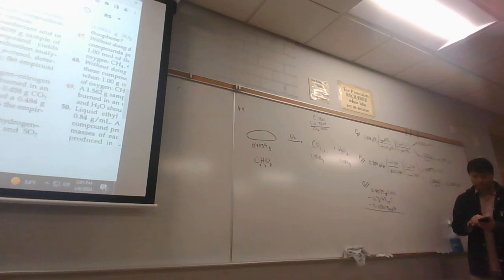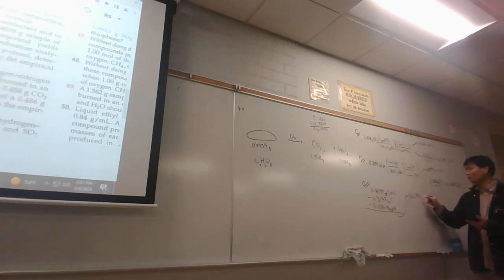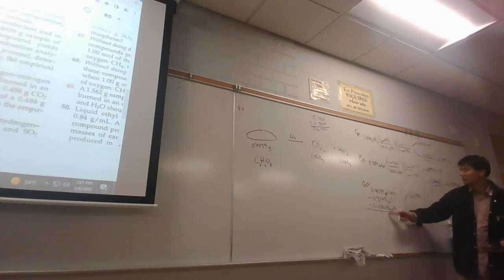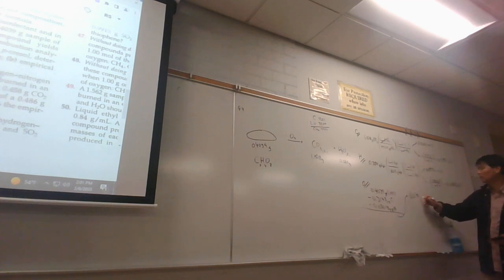0.4039 minus 0.31431 minus 0.030139. And I end up with 0.059451. How many decimal places? I'm allowed 4 decimal places. Grams of oxygen. 4 decimal places will only leave me with 3 sig figs.